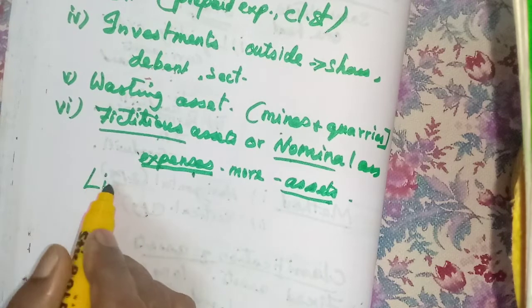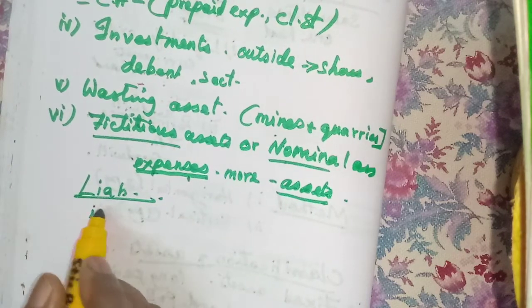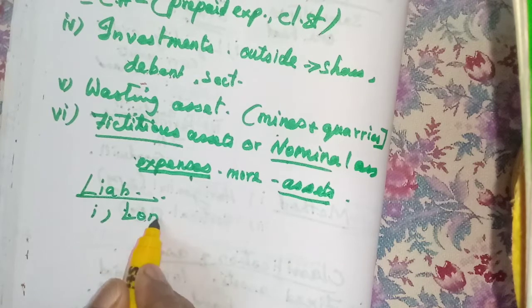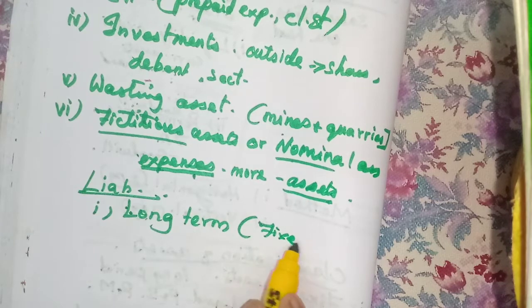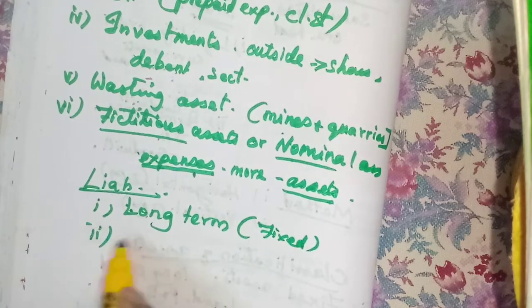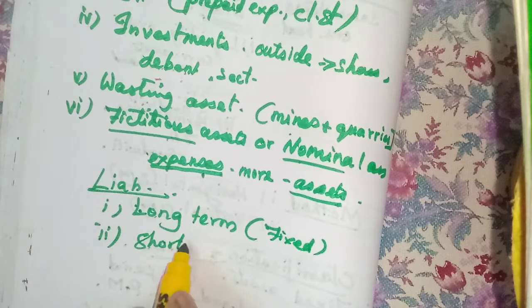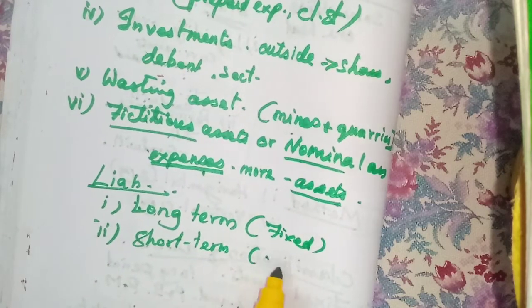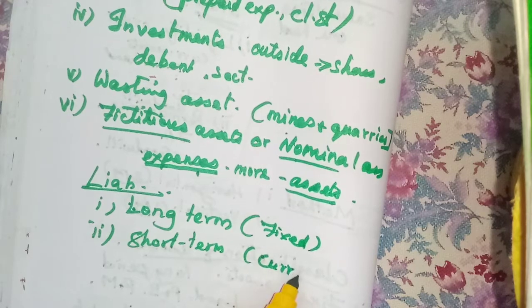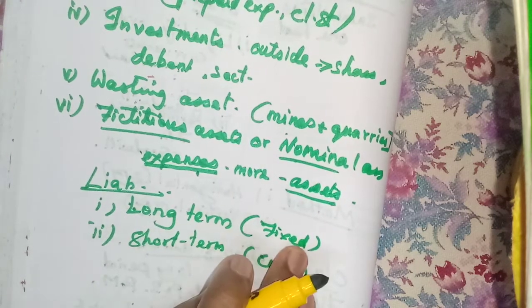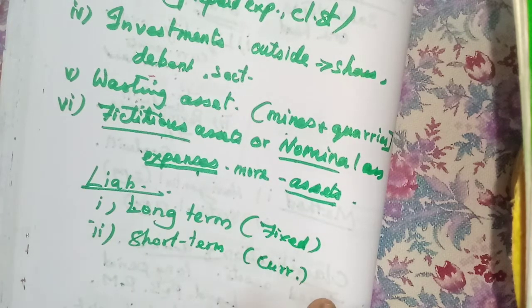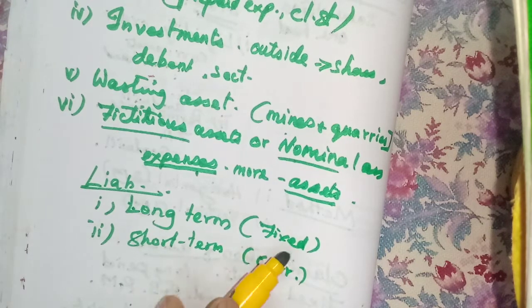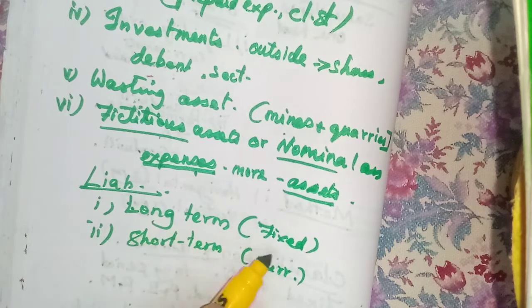Now, what is the classification of liabilities? Only two classifications: long-term liabilities and short-term liabilities. This long-term we can say fixed, but we never use the word fixed liabilities. These short-term liabilities can be called current liabilities. Under long-term liabilities we have the capital, then any long-term borrowings or loans, then debentures; all these come under long-term liability.